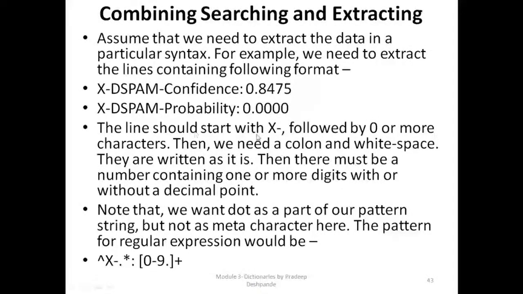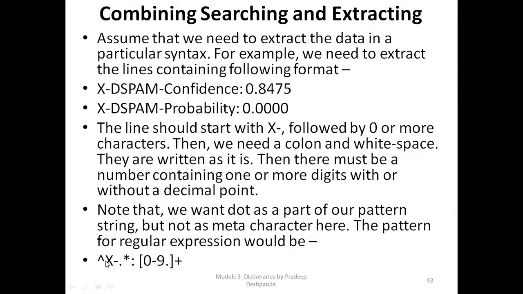The line should start with X hyphen followed by 0 or more characters. Then we need a colon and a white space. They are written as it is. Colon and a number containing one or more digits with or without a decimal point. Okay, so we want a dot as a part of our pattern string, but not as a meta character here. So how to write it?